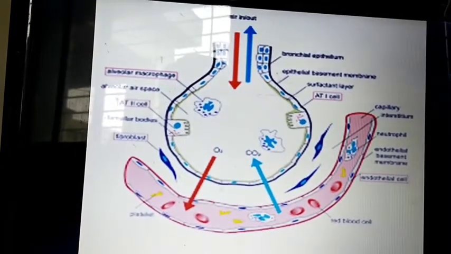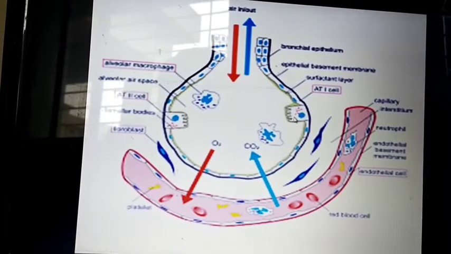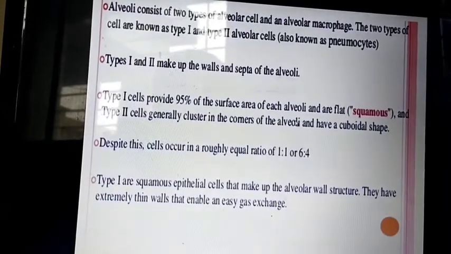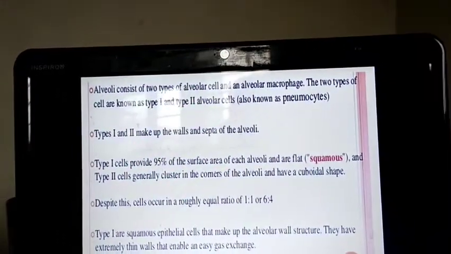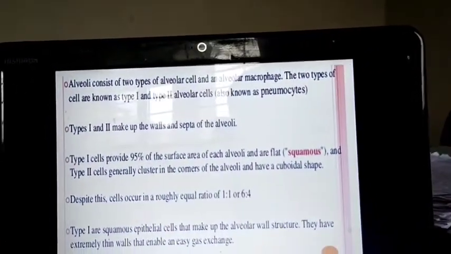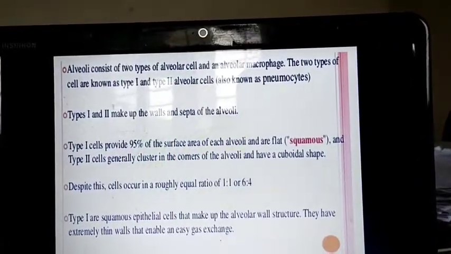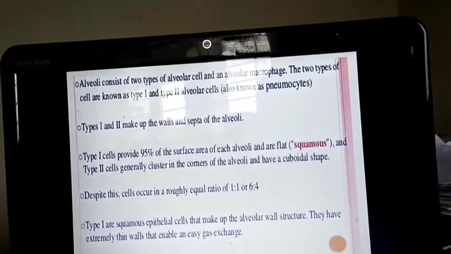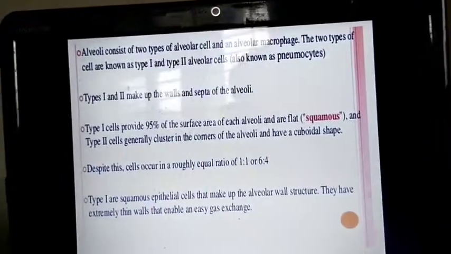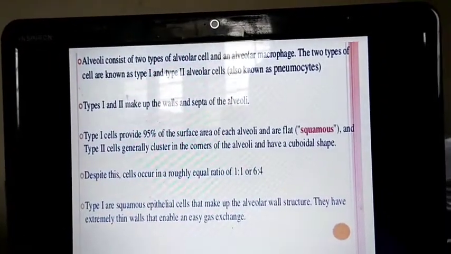In this you can see this is the type 1 cell, this is the surfactant, this is the type 2 cell. The alveolus consists of two types of alveolar cells and alveolar macrophages. The two types of cells are known as type 1 and type 2 alveolar cells, which are pneumocytes. Pneumo means air, so pneumocytes. Type 1 and type 2 make up the wall and septa of the alveoli.